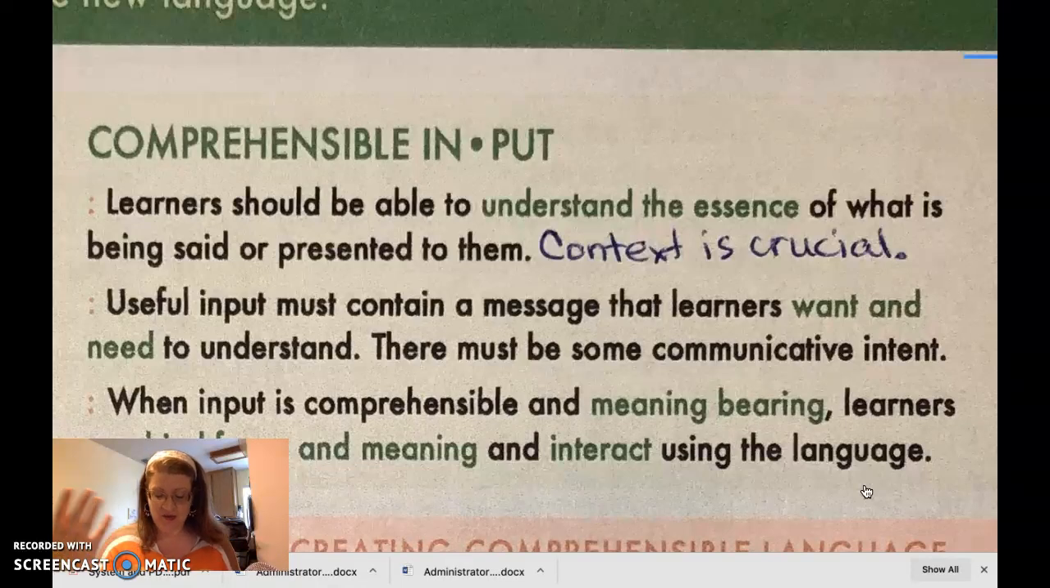There has to be a communicative intent, and they don't have to understand every word in order for this to be successful. When we make our input comprehensible, it helps students understand that the main points of what the teacher is saying are really the gist of the communication, and the goal becomes understanding the gist, especially for our newest language learners, rather than understanding every single word.